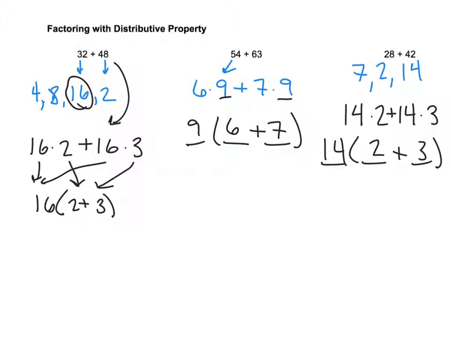Now, similarly, I could try a different route with the 7. I could use 7 times 4 plus 7 times 6. And if I write that, then I'm going to have 7 on the outside times 4 plus 6. And you'll notice if you add these two together right here, you'll get the same thing as what you would get if you worked out this problem.